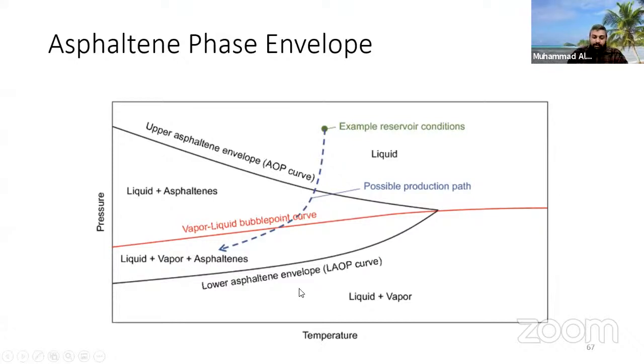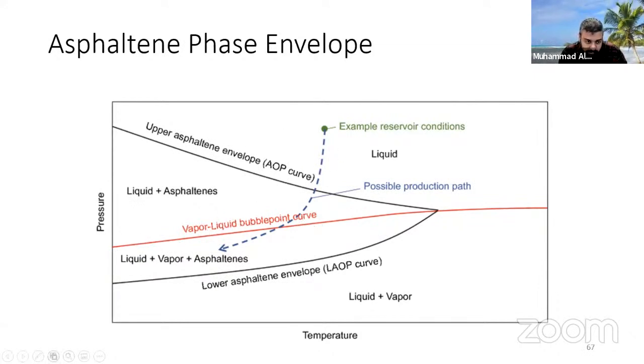Let's look at what the red line is here. The red line is the bubble point pressure. What is the bubble point pressure? It is the first drop of bubble or gas which comes out of the solution or liquids. So this line differentiates between two zones.